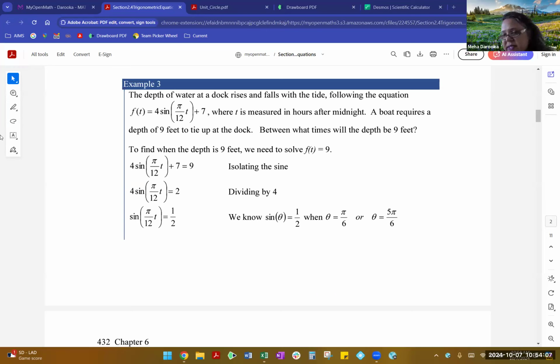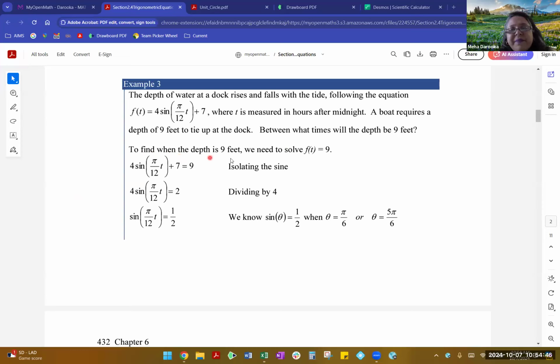Okay, guys, so coming back to this example here. They're telling us this equation will represent that depth as the water level rises and falls with the tide. So you've got f of t is equal to 4 times sine of pi over 12 times t plus 7, and they're telling us t is measured in hours after midnight. So a boat requires a depth of 9 feet to tie up at the dock. So they want to know between what times we will get that depth of 9 feet, so we know it's safe for the boat to come in and dock.